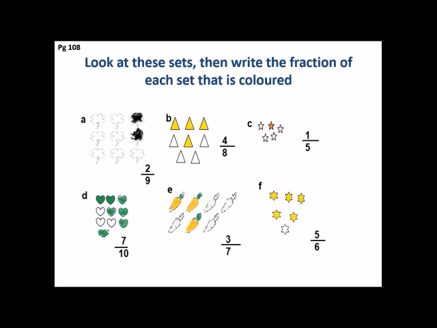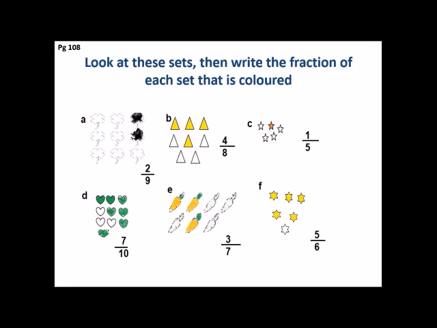Let's read question number 1 of page number 108. Look at these sets, then write the fraction of each set that is colored. In part A, how many leaves are there? 9. How many leaves are colored in black? 2. So fraction is 2 by 9.